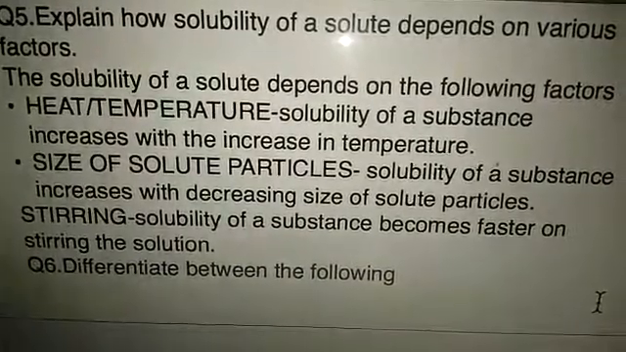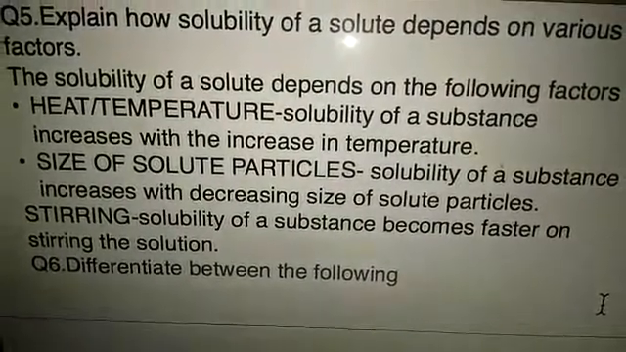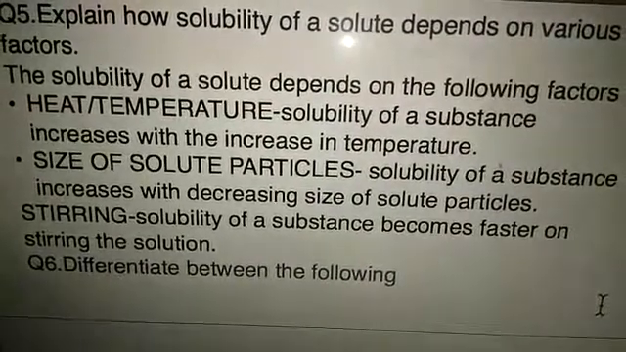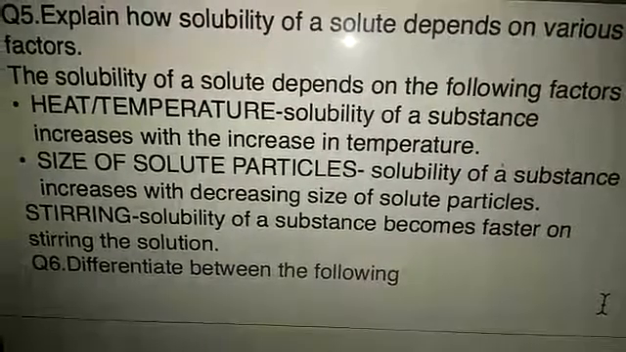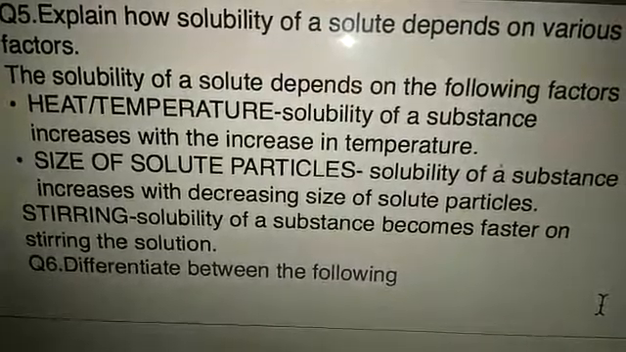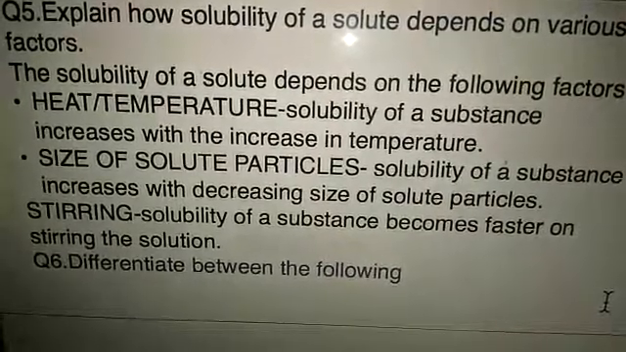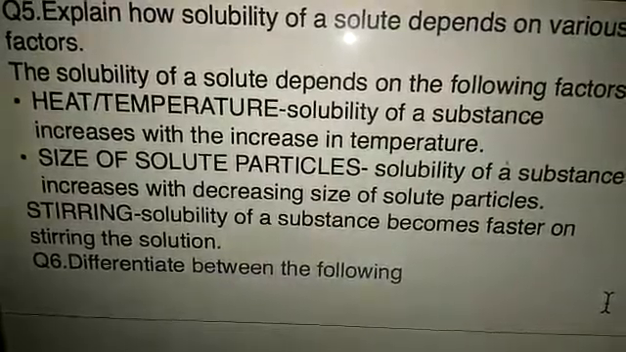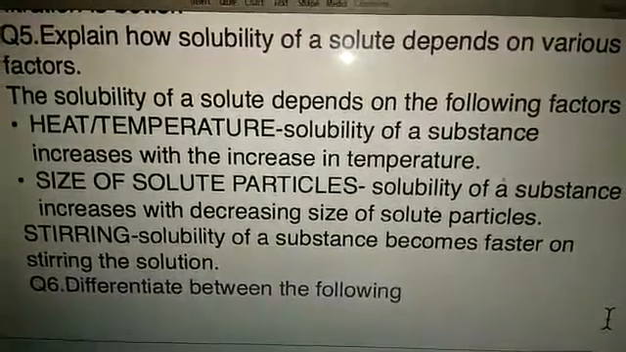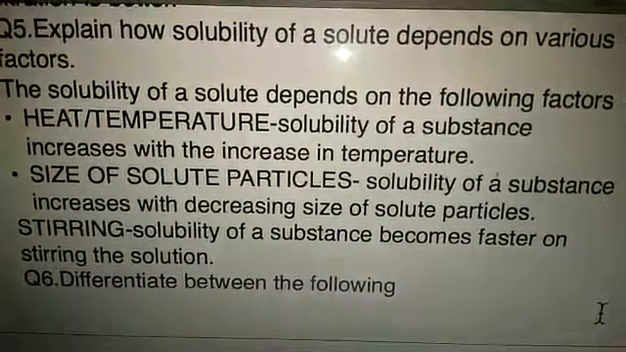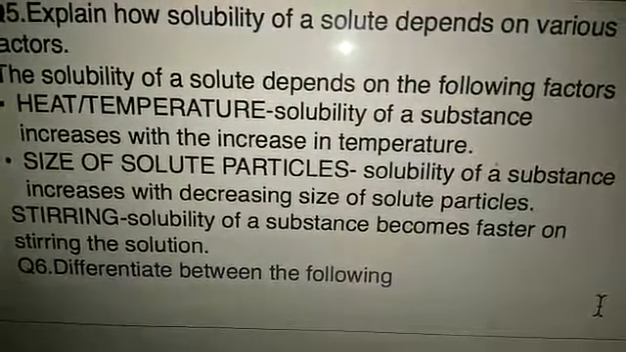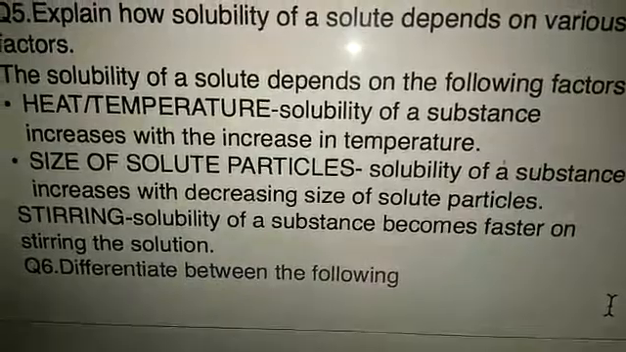Fifth question. Explain how solubility of a solute depends on various factors. Answer. The solubility of a solute depends on the following factors. First factor, heat and or temperature. Solubility of a substance increases with the increase in temperature. Second point, size of solute particles. Solubility of a substance increases with decreasing size of particles. Third point, stirring. Solubility of a substance becomes faster on stirring the solution.